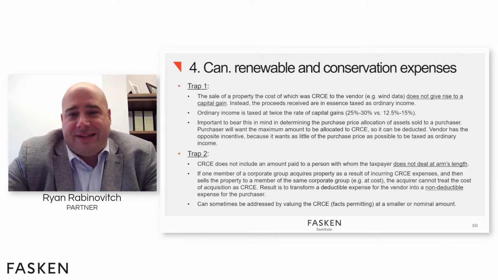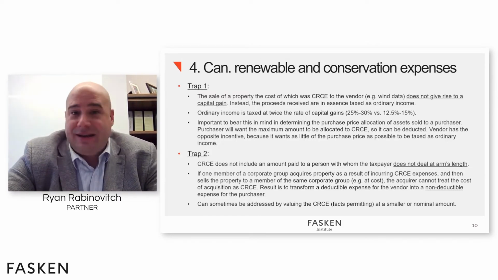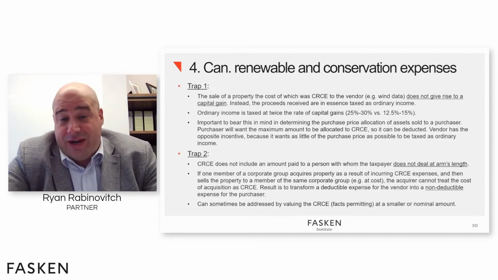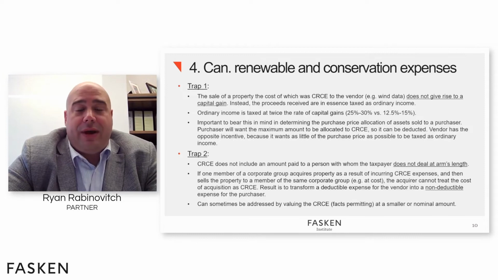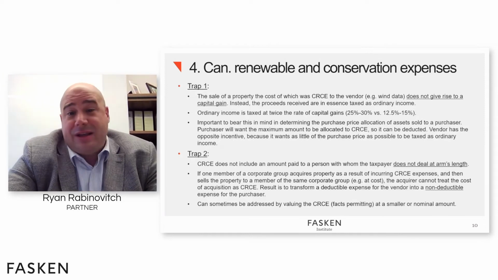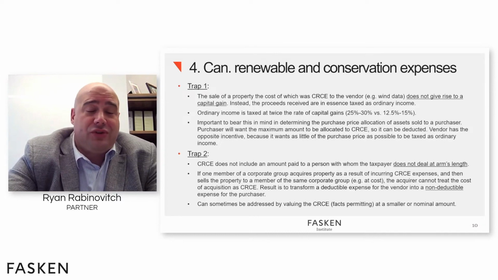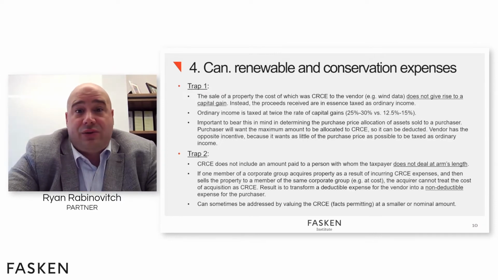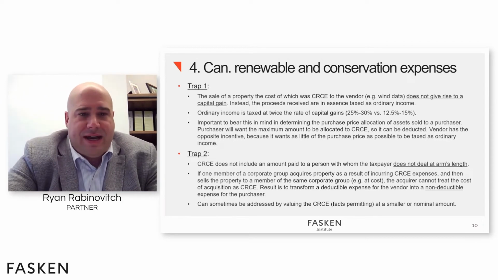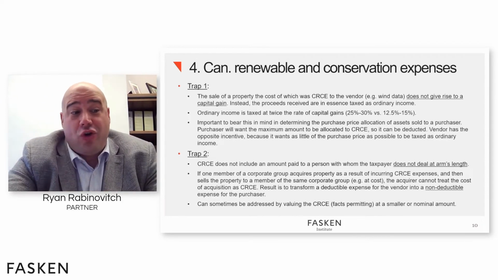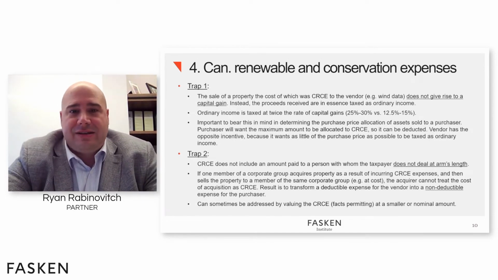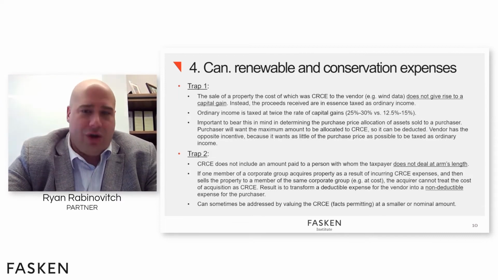And the purchaser is going to come to you and say, let's treat the whole purchase price as allocable to your wind data, because that's interesting to the purchaser, because then they'll be able to treat it as CRCE. They'll say that's the cost of getting wind data, and that's what CRCE is. And so they'll be very interested in allocating all of the purchase price to that. But the vendor has the opposite incentive. The vendor is going to want to allocate most of the purchase price to other assets that are not CRCE, because whatever is allocated to CRCE will be treated as ordinary income. So something that often gets ignored, including by some tax people, is the purchase price allocation. And it's very sensitive in this context, because it can make a very big difference in your after-tax profit.